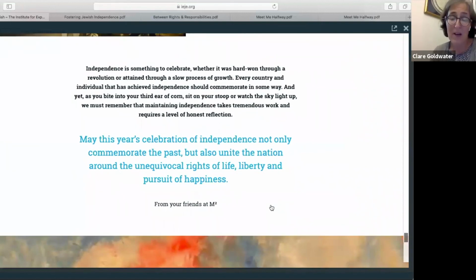Independence is something to celebrate, whether it was hard won through a revolution or attained through a slow process of growth. Every country and individual that has achieved independence should commemorate in some way. That's already a judgment, clearly, and that might be worth discussing. And yet, as you bite into your third ear of corn, sit on your stoop or watch the sky light up, we must remember that maintaining independence takes tremendous work and requires a level of honest reflection. May this year's celebration of independence not only commemorate the past, but also unite the nation around the unequivocal rights of life, liberty, and pursuit of happiness.